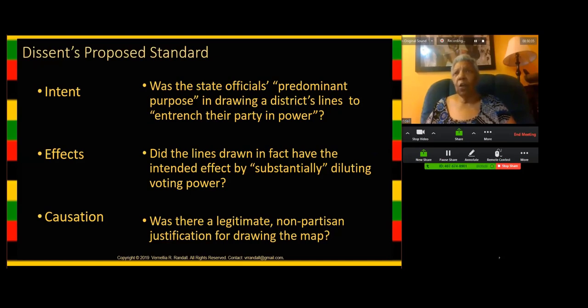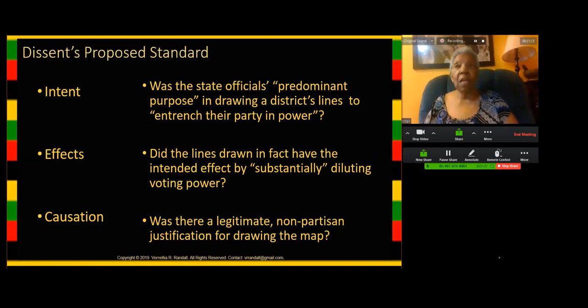That is, the state gets to say, wait a minute. Yeah, we drew the lines this way. And yeah, the predominant purpose might have been to entrench party power. And it had that effect. But we have a legitimate nonpartisan justification for drawing the map. Now you may think, well, that does away with the intent. Well, sort of, if they can prove it. But what we have found in the past is you can't have pretext.